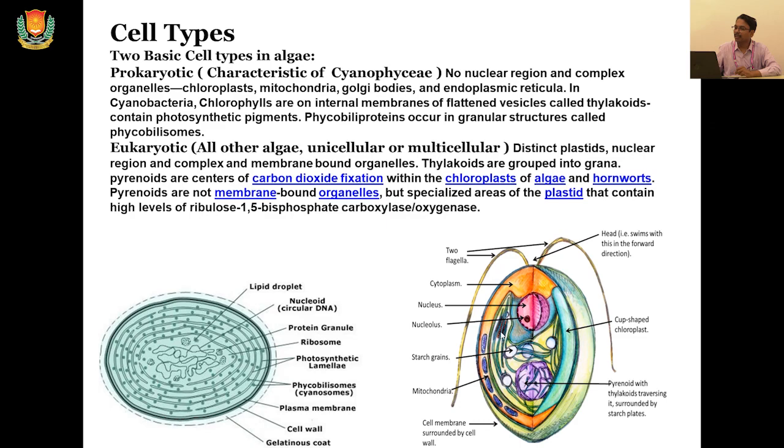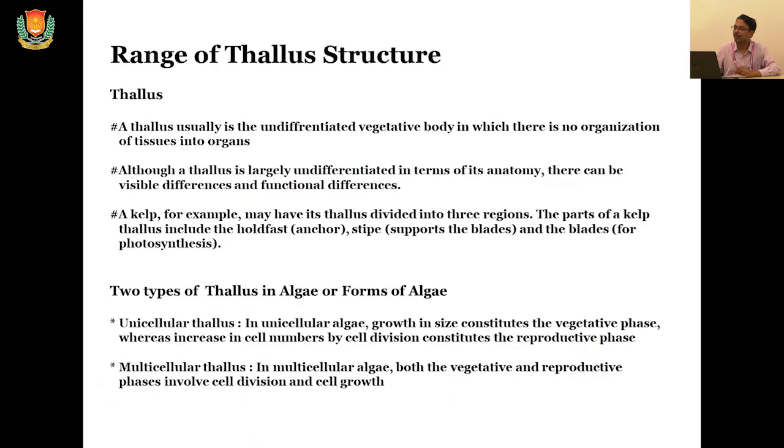Here one example, Chlamydomonas, has been shown. Here you can see the chloroplast. You can also see that thylakoids are arranged in grana, and then there are starch grains, and this is the pyrenoid. Then you have the cell wall, and this is the flagella, and the rest is cytoplasm. Here is the membrane-bound nucleus. The nucleus also has a nucleolus, which is a characteristic feature of eukaryotes.